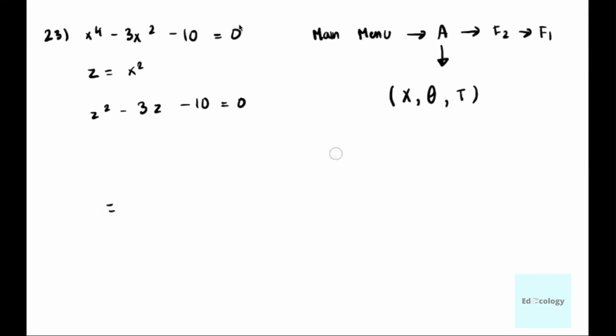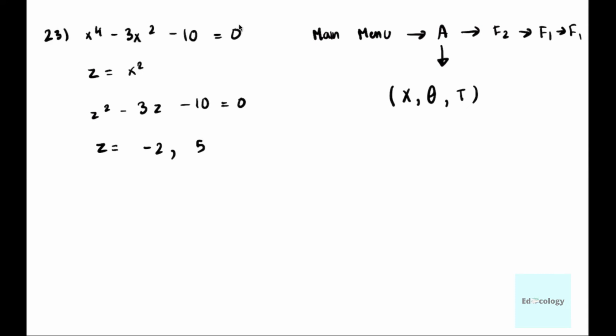Let's not remove this, not needed. And by the way, to make the calculator solve it, you just press F1 yet again. Okay, so you will get Z is -2 and 5. Okay, so we know that Z is equal to x squared. So we will now replace Z as x squared, just like how we did it in the other way around. We replaced x squared with Z.